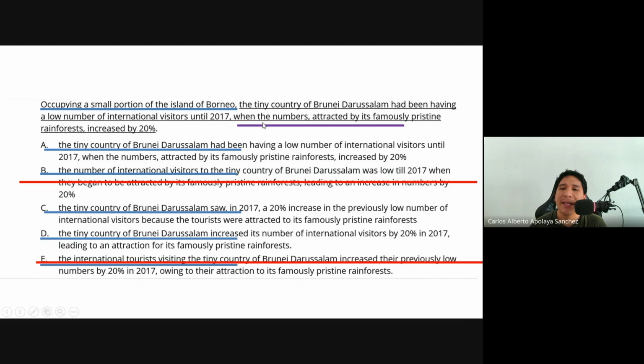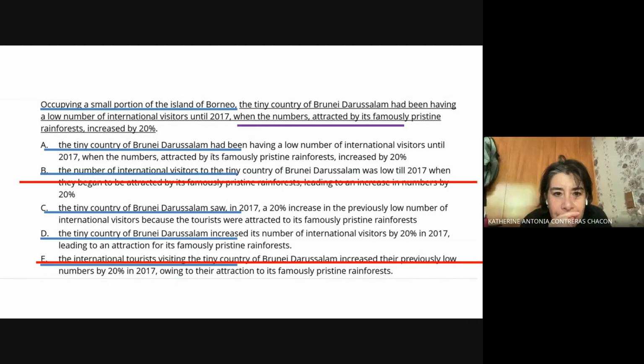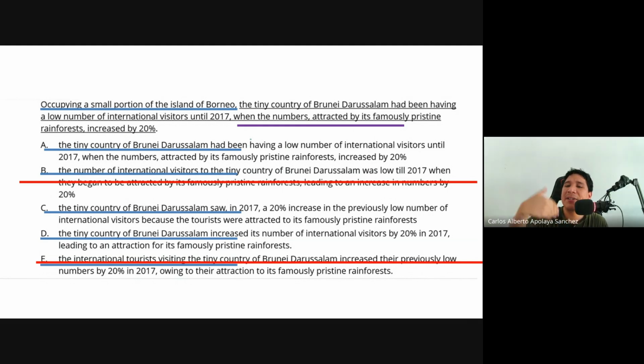Then we have here, when the numbers attracted by its famously pristine rainforest. This is really difficult. Look at this. Occupying a small portion of the island of Borneo, the tiny country of Brunei had been having a low number of international visitors until 2017, when the numbers attracted by its famously pristine rainforest increased by 20%. The numbers attracted? What do you think? I mean, when you say the numbers attracted, it means that the numbers were attracted by its famously pristine rainforest. And this is not true.